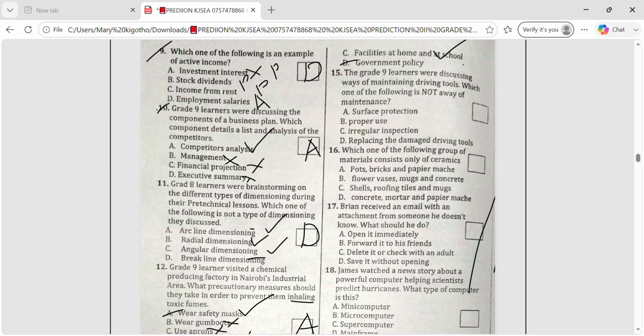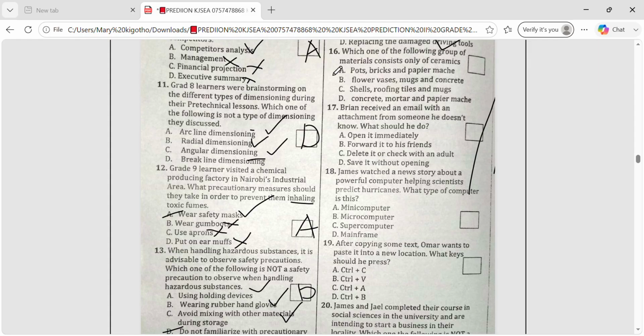So let's check each option. Surface protection, yeah, this is good. Proper use, good maintenance practice, yes. Irregular inspection, bad practice. So that's a bad practice. Replacing the damaged driving tools, good maintenance practice. So the correct answer here is C.